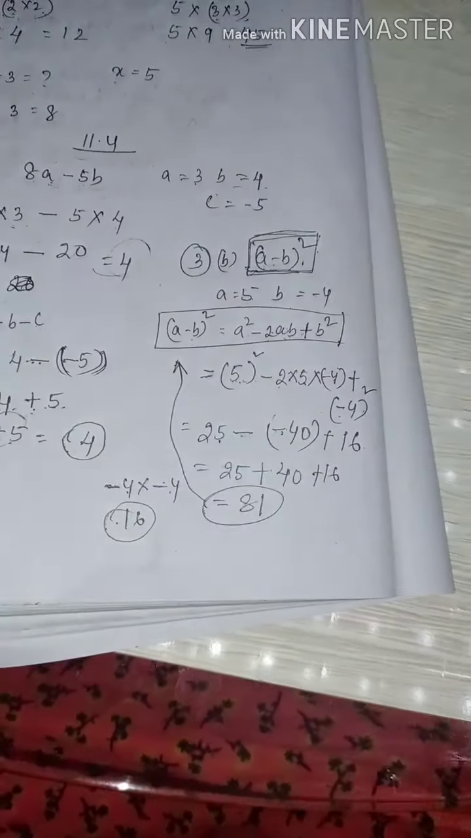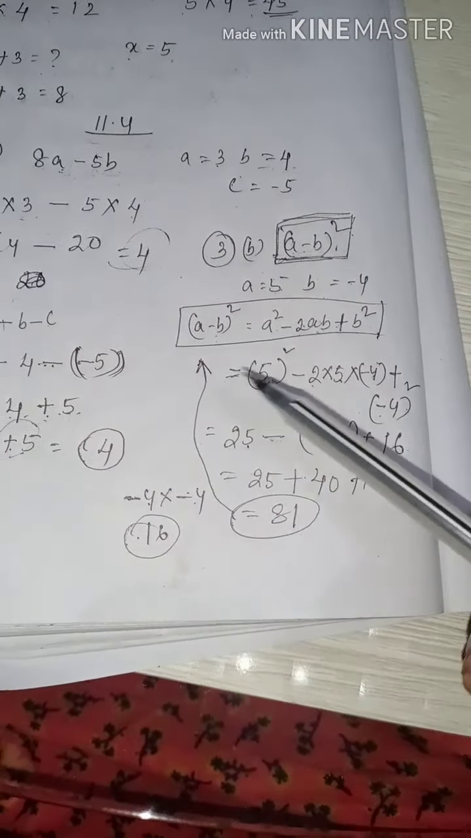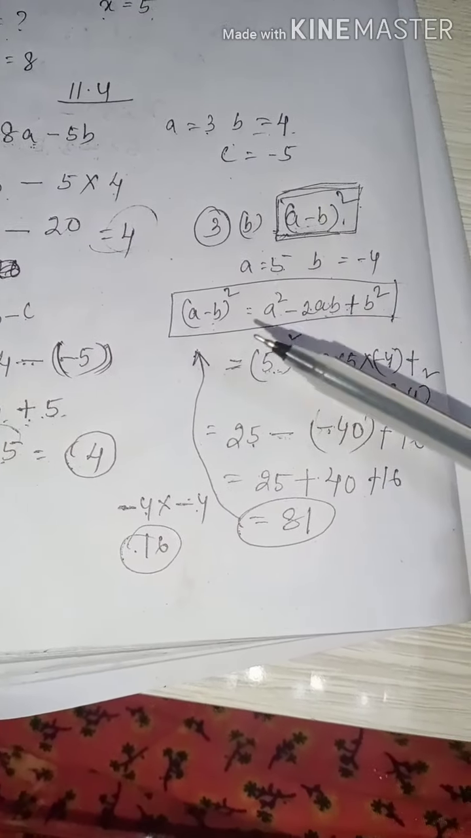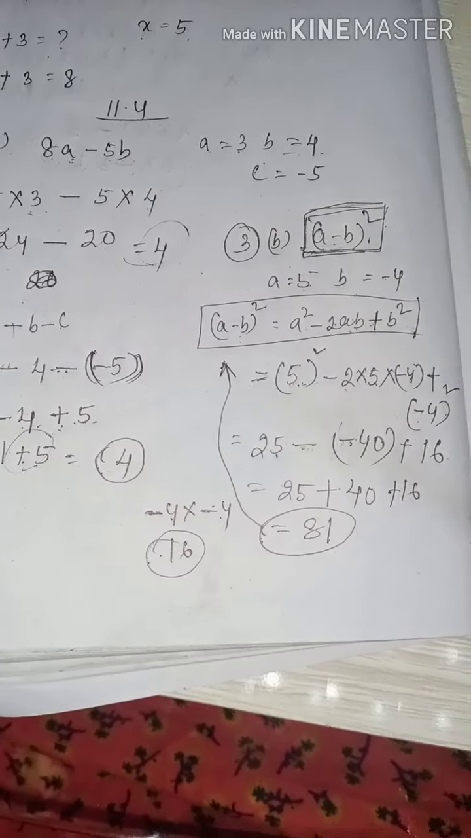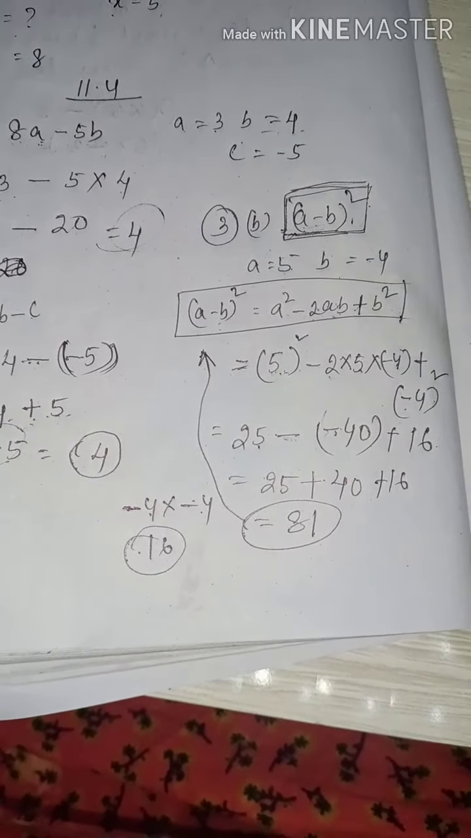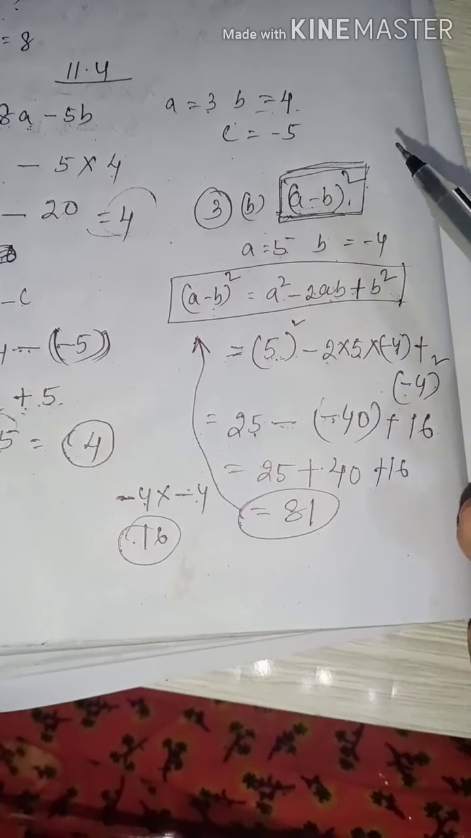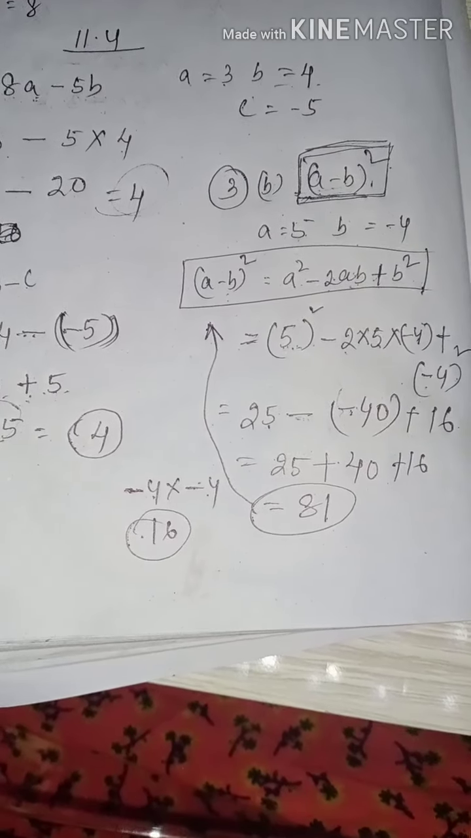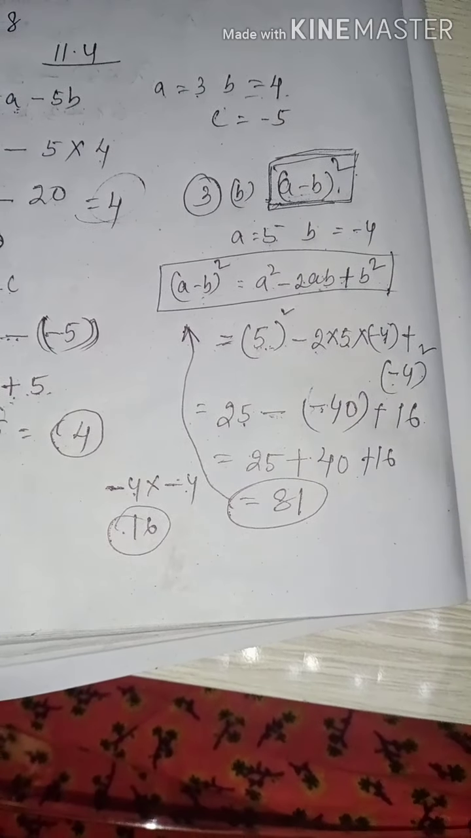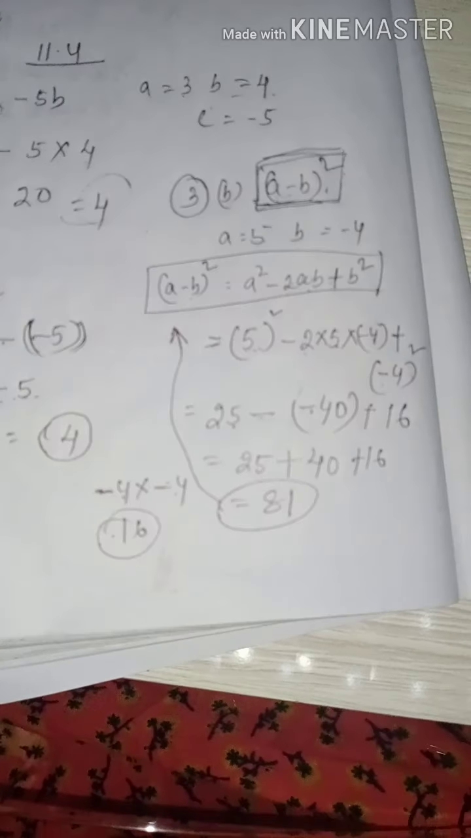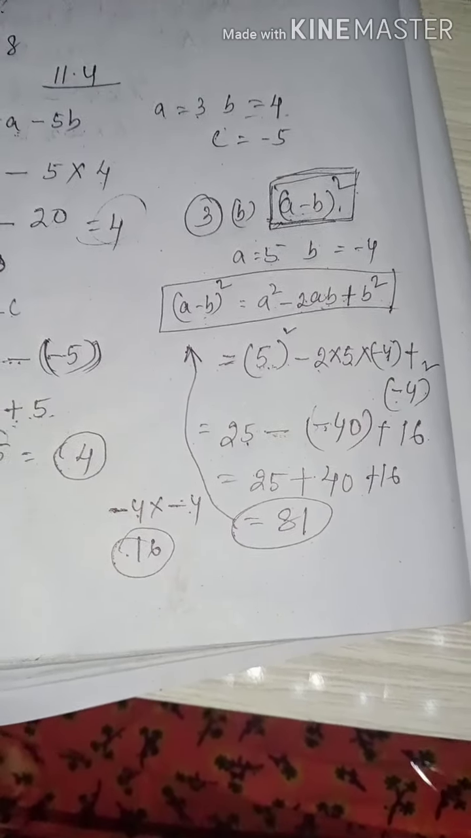Is this question clear? And the other questions of 11.4, each question from 1 to 5, are all the same type. Just put the values of a, b, c or x, y, z, whatever is given. You can calculate one by one, but just follow the plus and minus signs and do the calculation correctly, then you can get the correct answer. Okay, thank you.